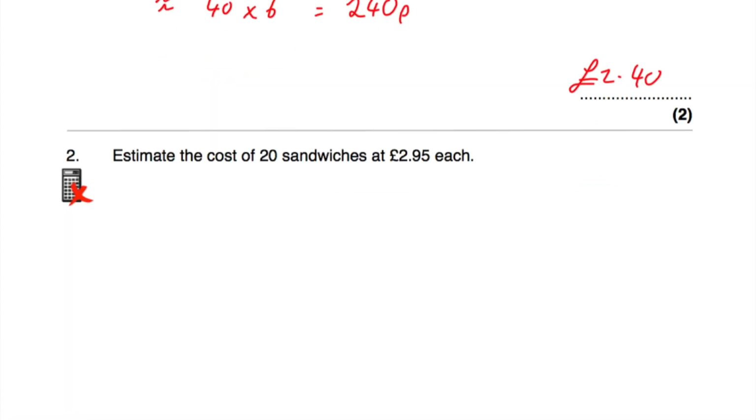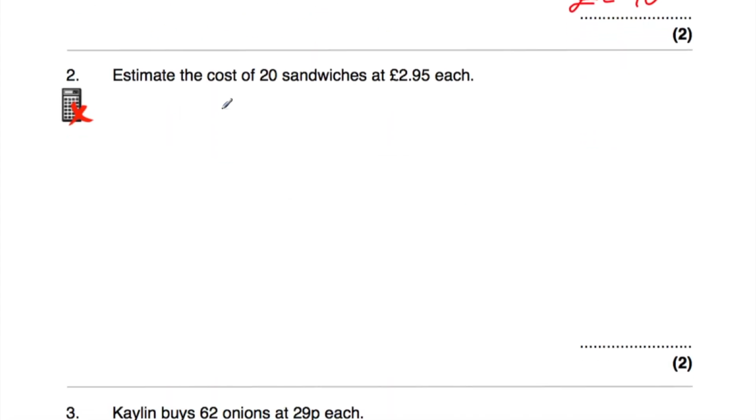Okay, let's have a look at question number 2. So question number 2 says, estimate the cost of 20 sandwiches that cost £2.95 each. So in this question, to find the actual cost, we would do 20 multiplied by £2.95. That would give us the actual price of 20 sandwiches costing £2.95. But in this question, we've been asked to estimate it. So doing 20 multiplied by £2.95 would take a little bit of time.